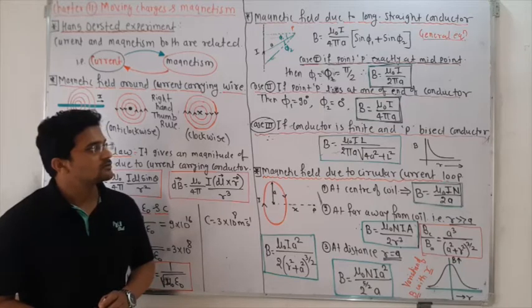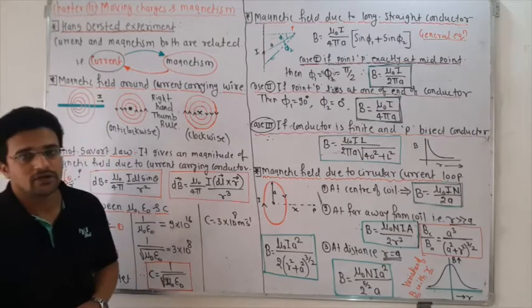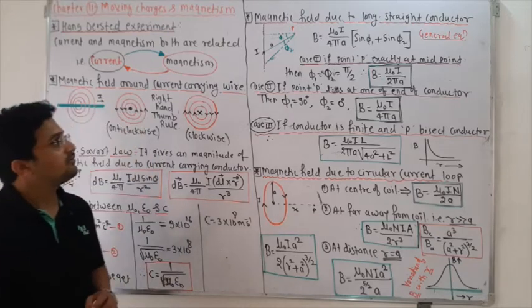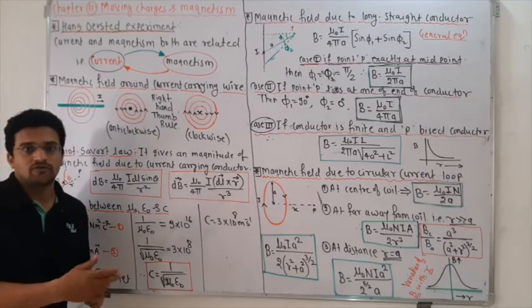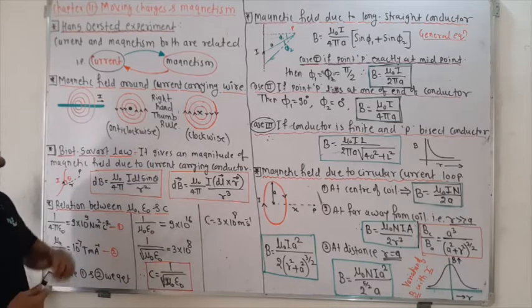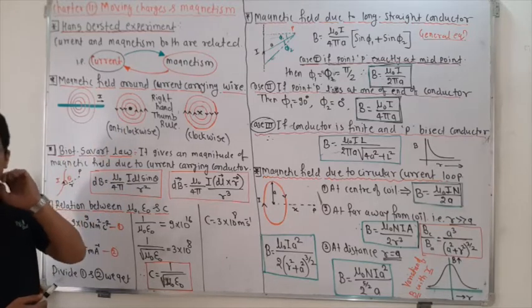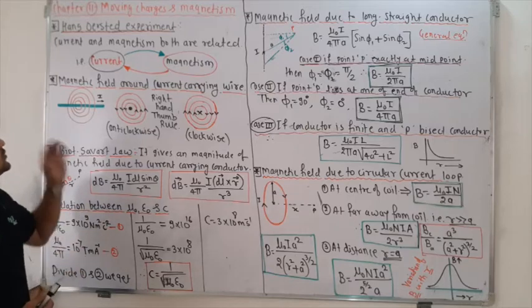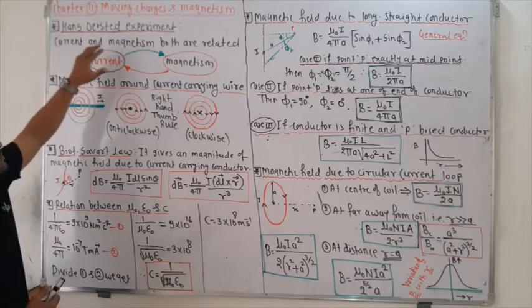Okay, so already we have completed the third topic in the last video, that is current electricity. Now we will deal with the next topic of your PUC secondary, that is moving charges and magnetism, or sometimes it is also called magnetic effect of the current. Okay, so we will start with the Hans Oersted experiment.